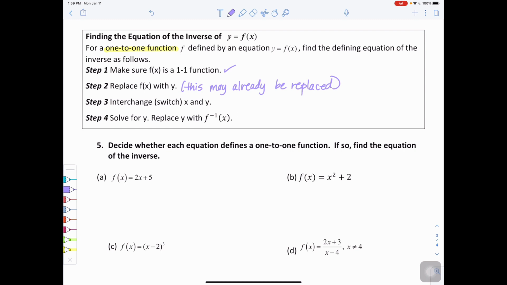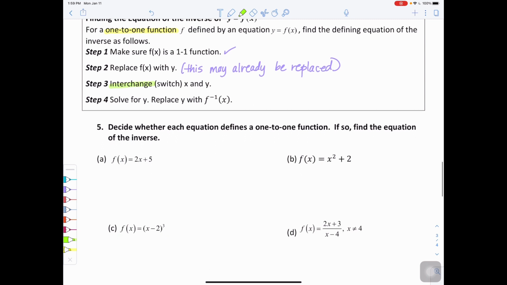Then we will interchange the x and the y in the equation. That's right. Everywhere there's an x, you'll write a y, and everywhere where there's a y, you'll write an x. Then we will solve for y. And whatever we find that y equals, that is actually f inverse of x. So we'll replace that y with f inverse of x. Let's give this a try.